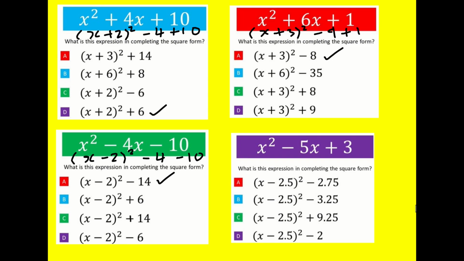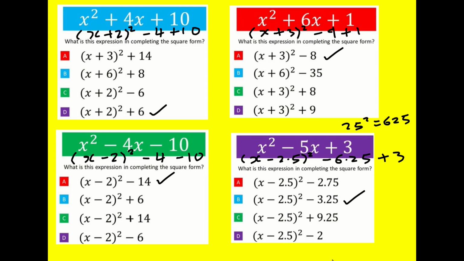And finally, how about this one? We can still complete the square even if 2 doesn't go into the number. It's going to be x minus 5 over 2, or 2.5 in this case, squared. And then we're going to need to minus 2.5 squared. Actually, 2.5 squared is 6.25. That is worth trying to learn. So I'm going to minus 6.25, plus 3, so it's going to be minus 3.25. The answer is going to be B.